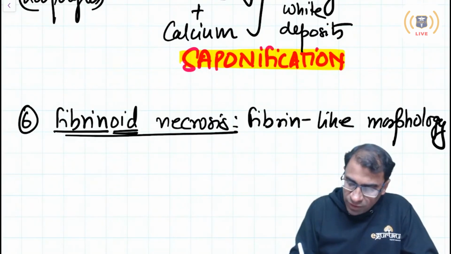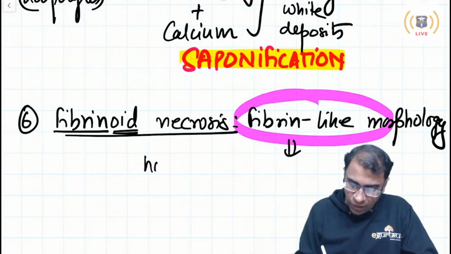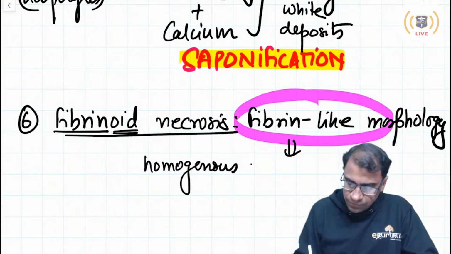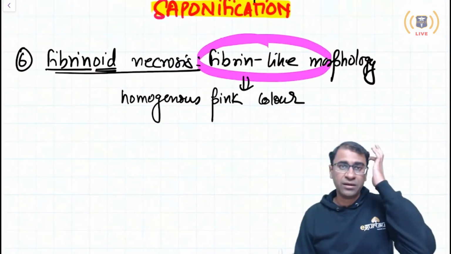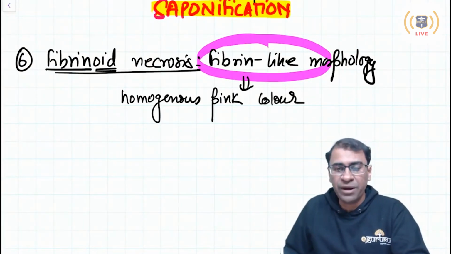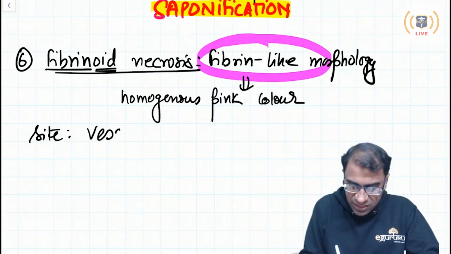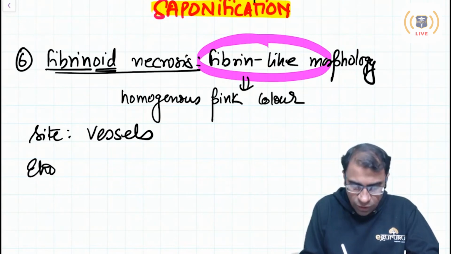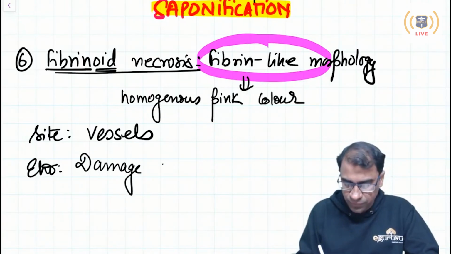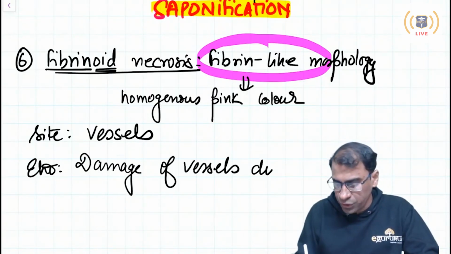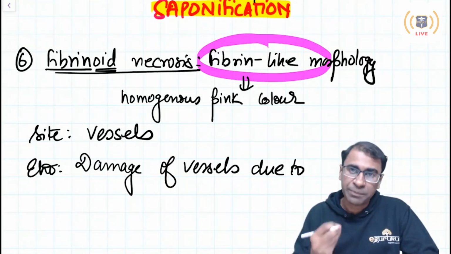The question is, what is fibrin-like morphology? Fibrin-like morphology refers to a homogeneous pink color. It is called fibrinoid necrosis. Homogeneous pink color. The site of this is seen in vessels usually, and the etiology of this would be damage of vessels. What will damage a vessel to cause homogeneous pink deposit?